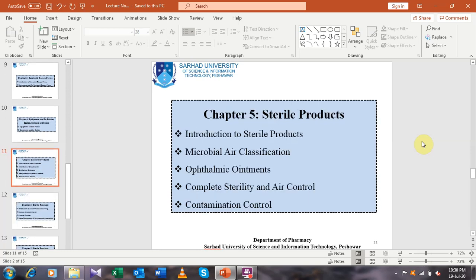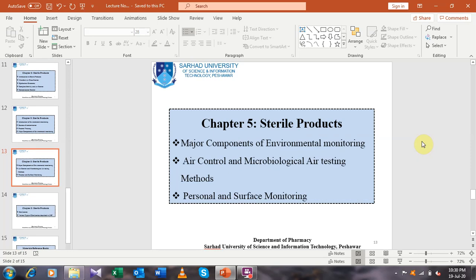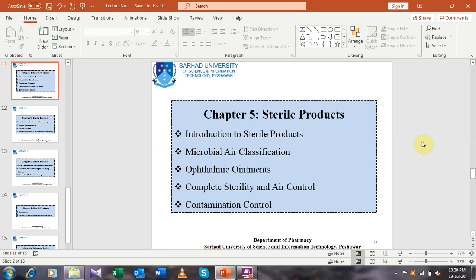And sterile product, that is the fifth chapter, is now under discussion, and so far we have discussed in the sterile product chapter the introduction to sterile products, microbial classification, and flow requirements, complete sterility, and air control, contamination control, and introduction to environmental monitoring, sources of contamination, personal training, major components of environmental monitoring, we have discussed.